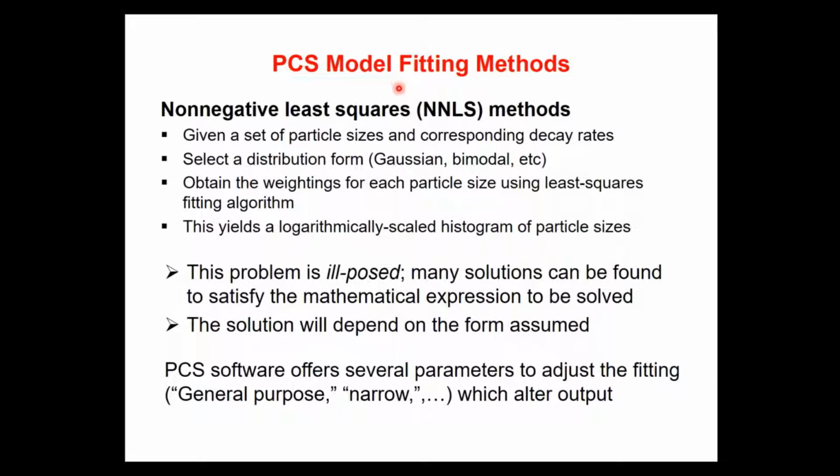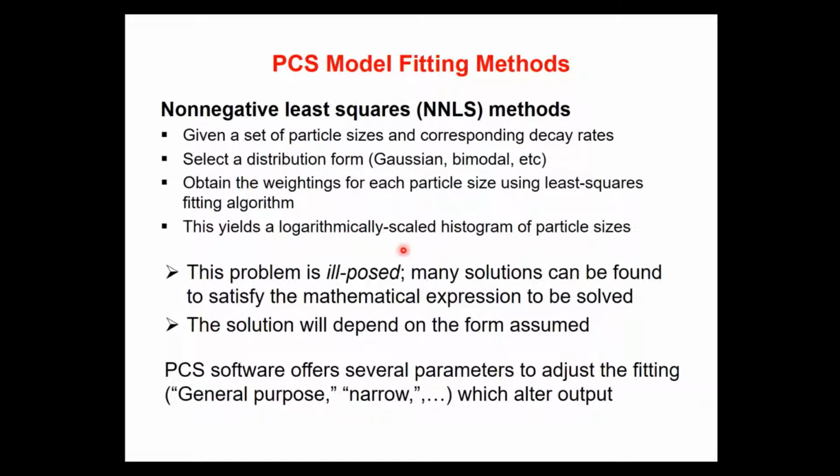So in this method, it goes something like this. We are going to have a set of particle sizes, and we know their corresponding decay rates that they should exhibit. We'll then select some sort of distribution form in a rough sense. Could it be Gaussian, or could it be bimodal, it could be log normal. Our process is to then, with a linear fitting process, obtain the weightings for each particle decay constant such that the aggregate will match our observed autocorrelation decay.